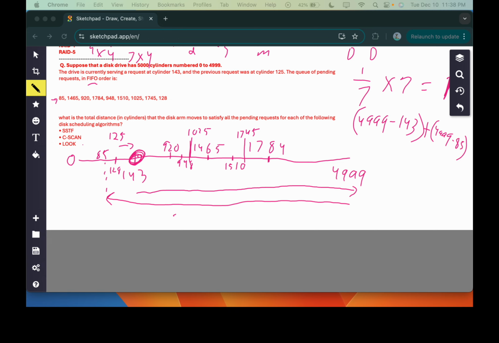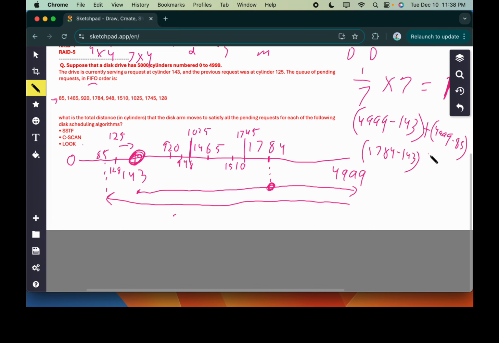Okay, so then we have look. Now look is going to go from 143 to the highest number over here, 1784. Then we're going to go back to the smallest number, which is 85. We add those together, and that's for look.